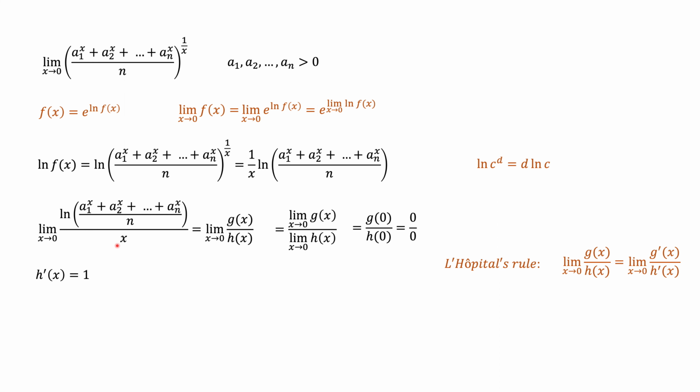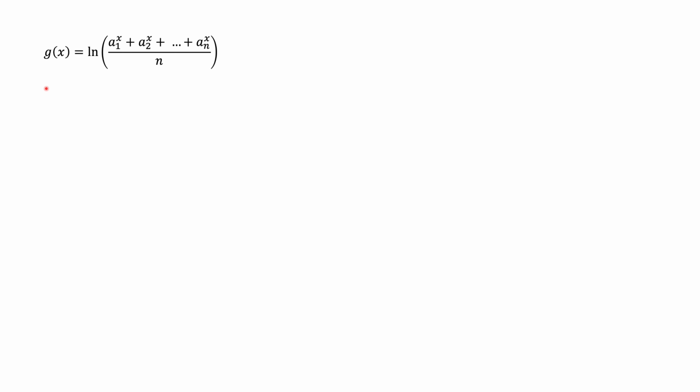Let's go into that in more detail. So this is our g. Now notice that it's the logarithm of the ratio of two values, and the logarithm of a ratio, as we know from the property of the logarithm, equals the difference of logarithms, which means it's the logarithm of the sum of exponential functions minus the logarithm of n.